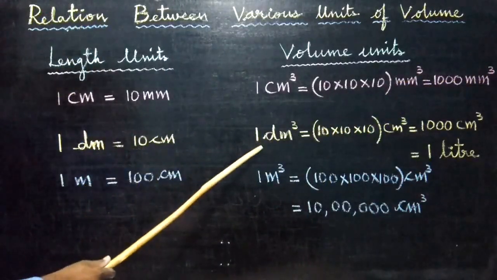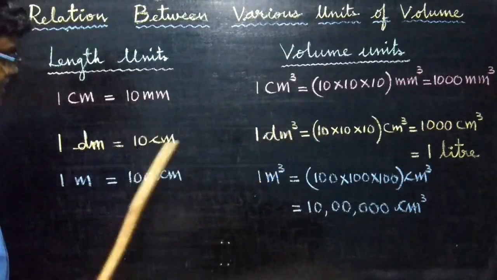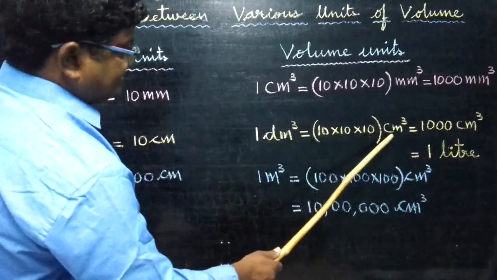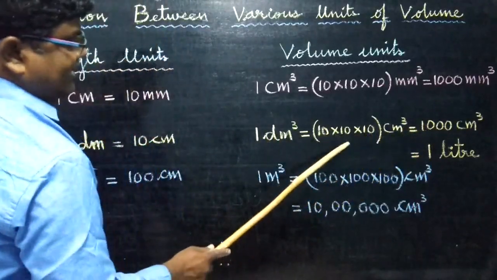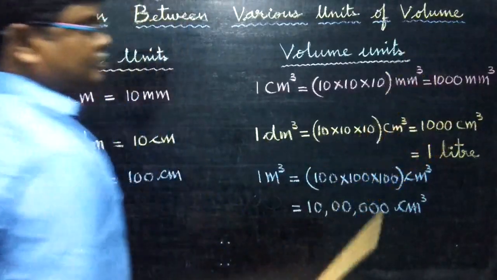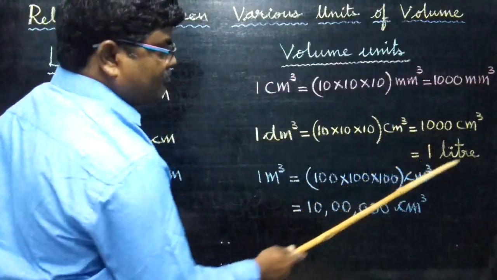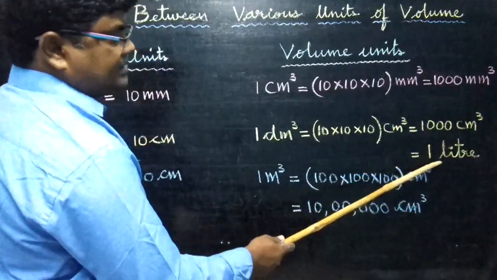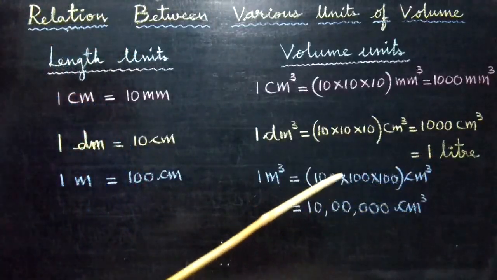Next, 1 decimeter is equal to 10 centimeters. In the same way, 1 decimeter cube is equal to 10 into 10 into 10 centimeter cube. So 10 tens are 100, 100 tens are 1000 centimeter cube. 1000 centimeter cube will be equal to 1 liter. Please learn this by heart. You already learned it in your elementary classes.